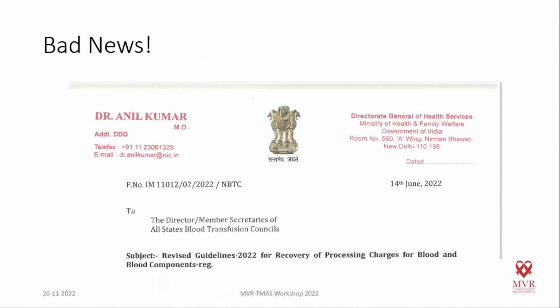So this is the bad news. For the last 10 years, for all these components, the government has again given a price list with no significant improvement for the last 10 years. And that's a challenge. We as clinical transfusion medicine specialists have to do something regarding it, because otherwise our departments will never be profitable. Thank you.